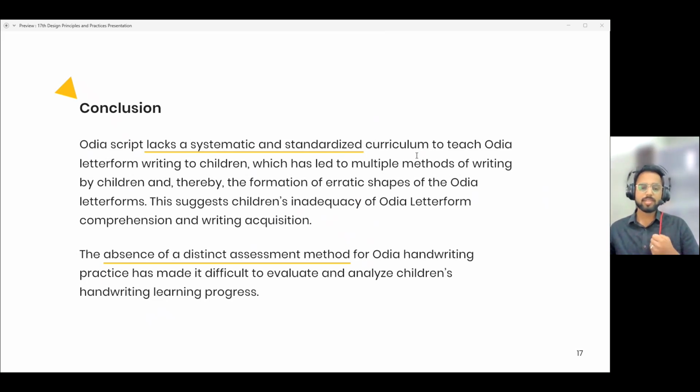Moreover, specialized teaching of the shape and formation of complex characters in Odia script like matra and yuktakshara has remained largely neglected. In addition to that, the absence of a distinct assessment method for Odia handwriting process has hindered not only the evaluation of children's handwriting learning process but also the formalization of a standardized method for handwriting education.